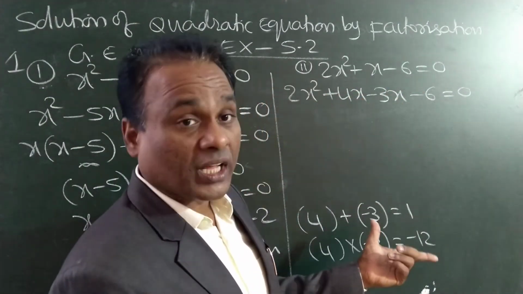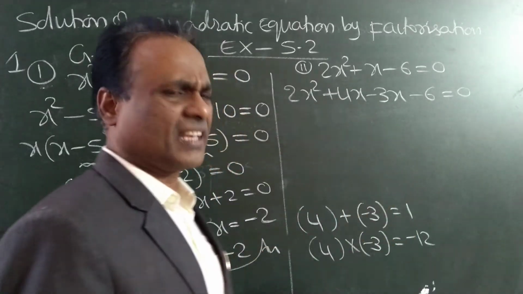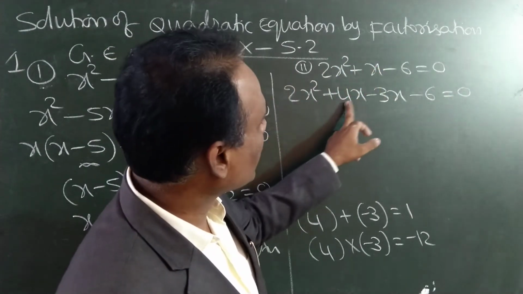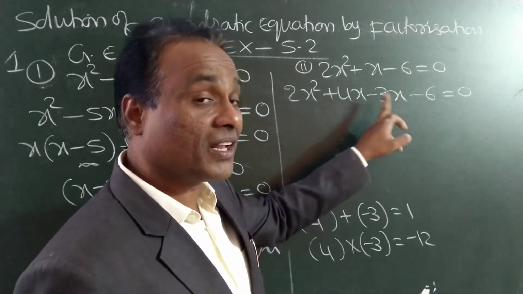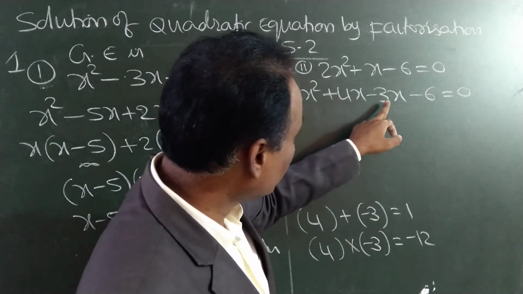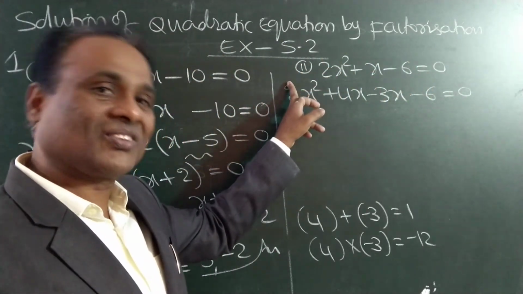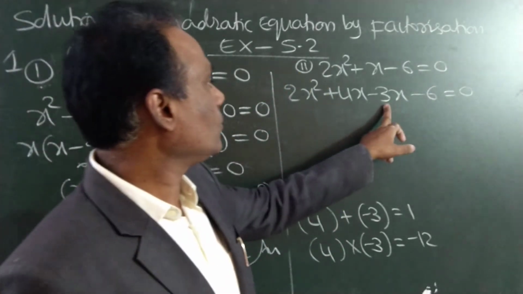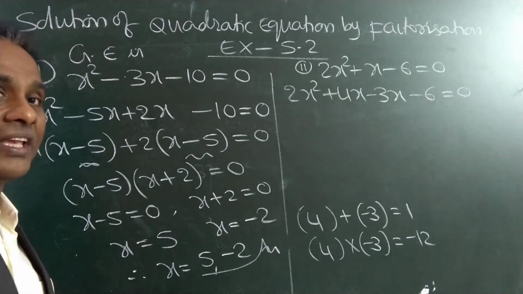This middle term we split into 2 terms, which can be both plus, both minus, or one plus and one minus, different cases. If you simplify, we have to get the same answer. 4x minus 3x is 1x. We can also write 5x minus 4x, which is also 1x, but we should not write like that. Why? Because the product, minus 3 into 4 is minus 12, should be the same as minus 6 into 2, which is minus 12.